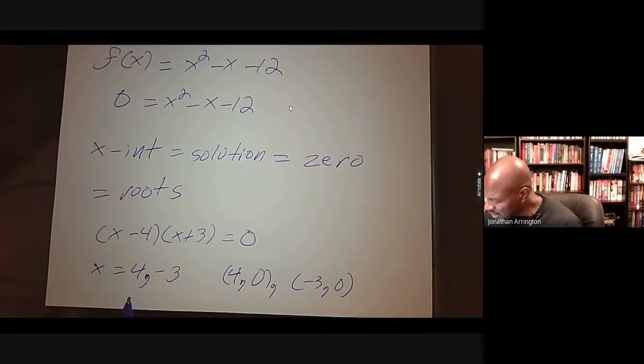And that should make sense because we're plugging in 0 for y, so the y coordinate of an x-intercept should be 0, just as the x coordinate of a y-intercept should be 0. So this one has two x-intercepts.